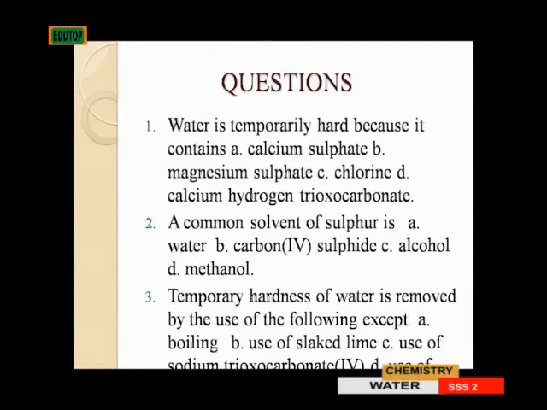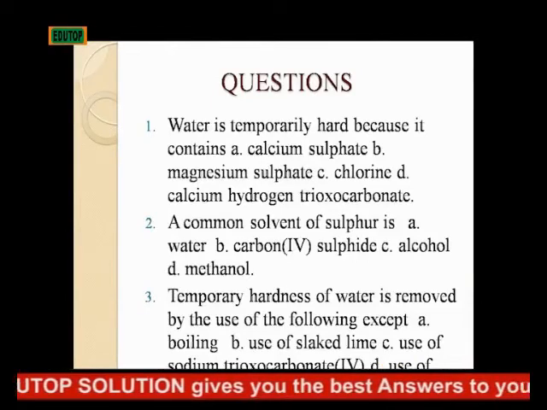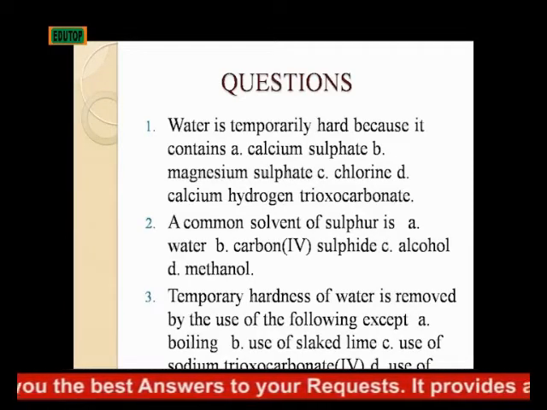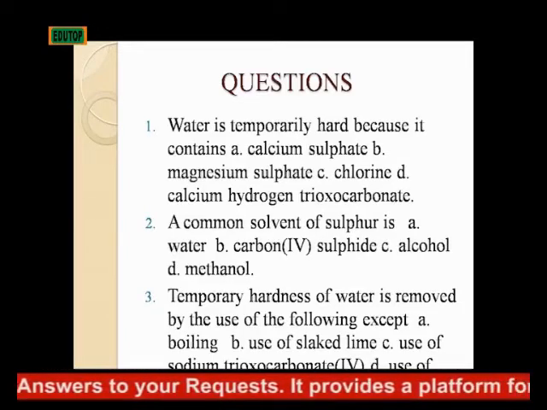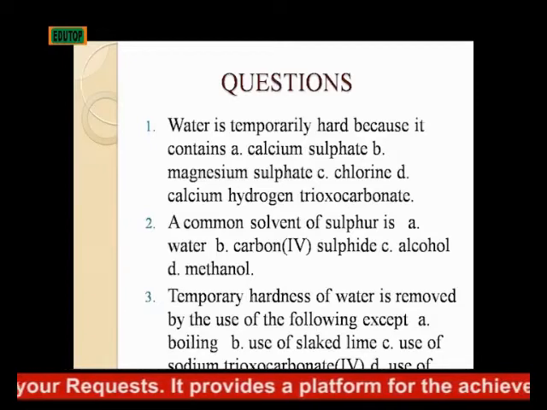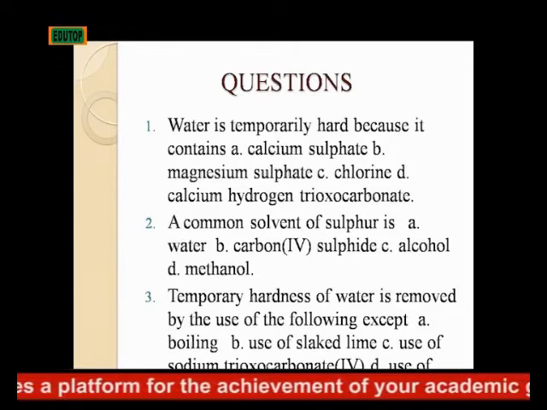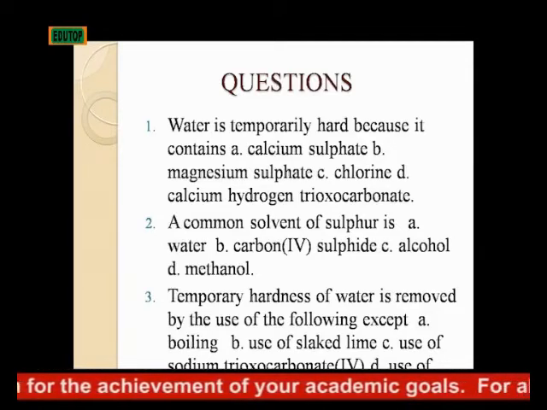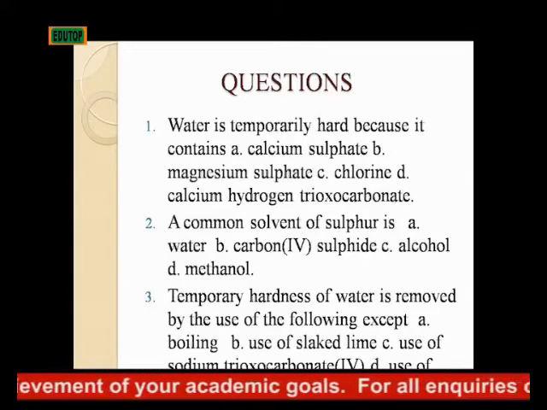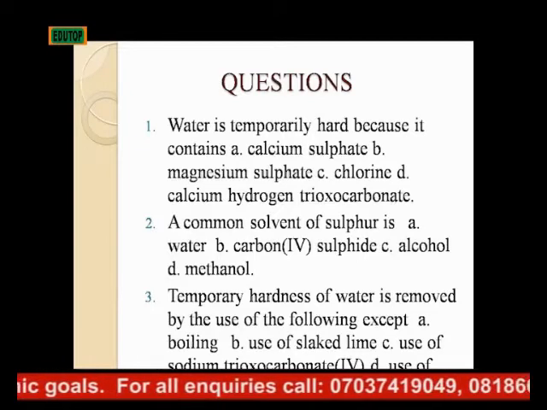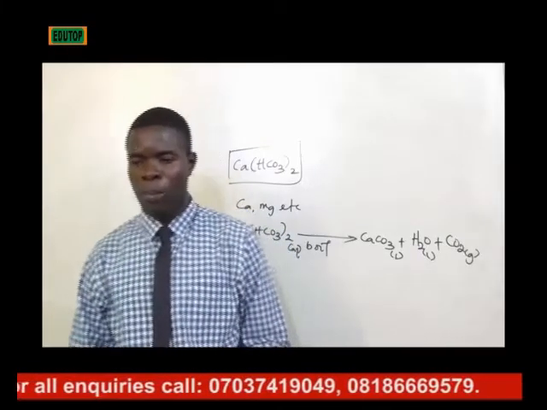Questions. Number 1, water is temporarily hard because it contains dash: A, calcium sulfate; B, magnesium sulfate; C, chlorine; D, calcium hydrogen trioxocarbonate IV. Number 2, a common solvent of sulfur is dash: A, water; B, carbon IV sulfide; C, alcohol; D, methanol. Then number 3, temporary hardness of water is removed by the following except: A, boiling; B, use of slaked lime; C, use of sodium trioxocarbonate IV; D, use of alum.